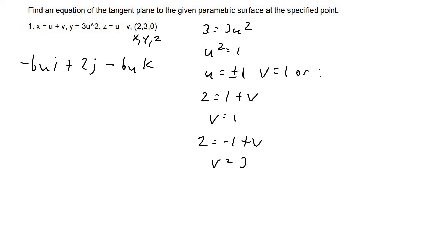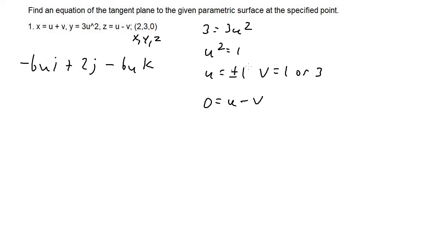So v can either equal 1 or 3. Now we can plug it into the last equation, the z equation, to figure out which u and v value it is. So z is going to equal u minus v. In this case the z coordinate is 0. So 0 equals u minus v.